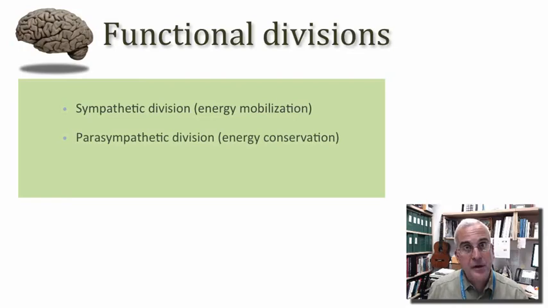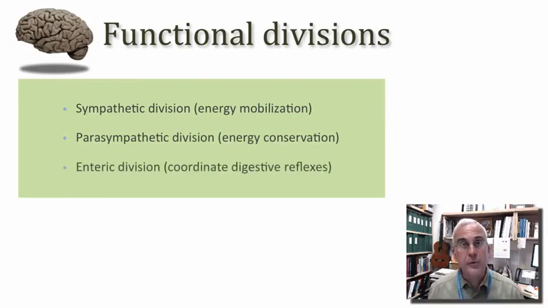There's a parasympathetic division, which is involved in energy conservation. So already you get a feel for the complementary actions of these two principal divisions of the visceral motor outflow. But there's also a third division that I'll just touch on very briefly, and that has to do with the neural networks that govern the activities of our gastrointestinal tract. We call this the enteric division.